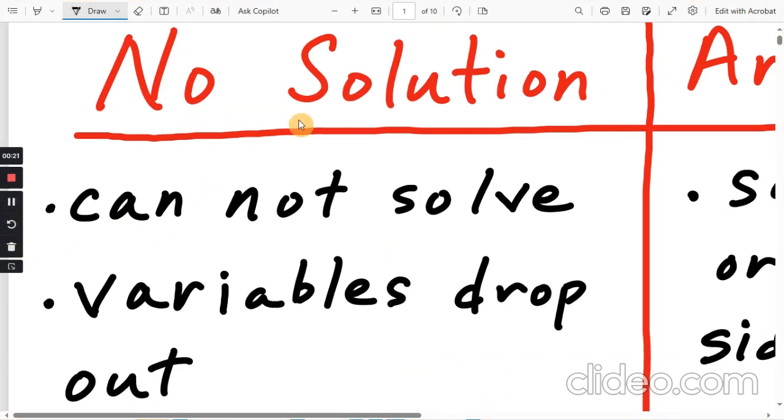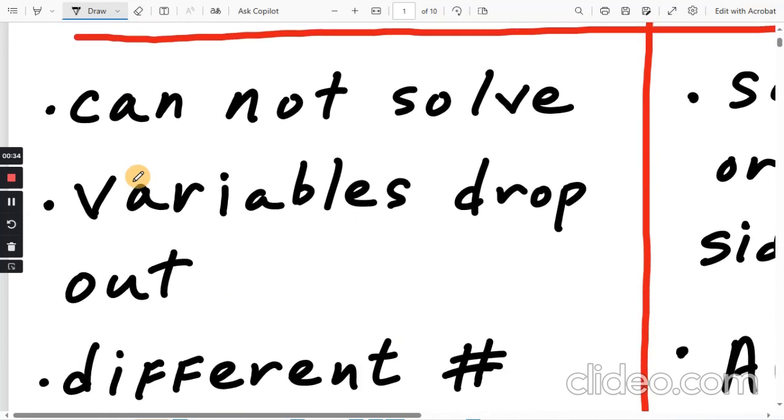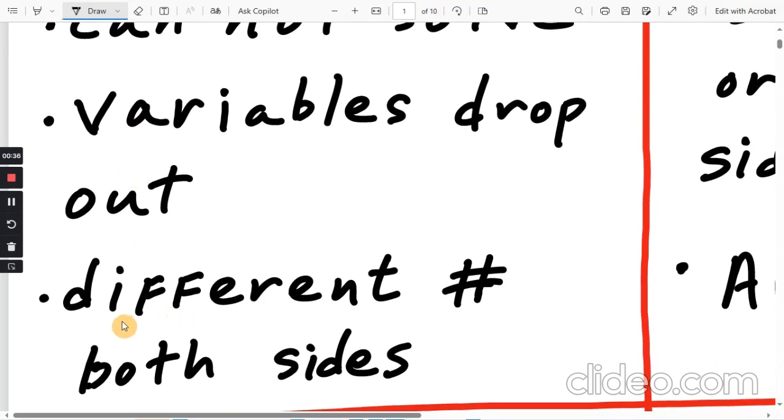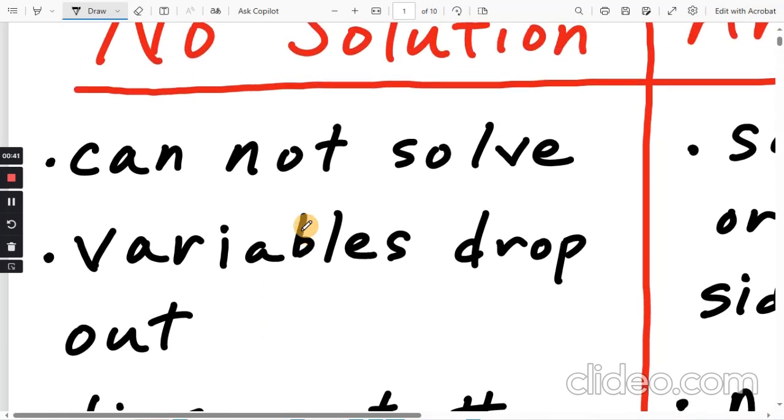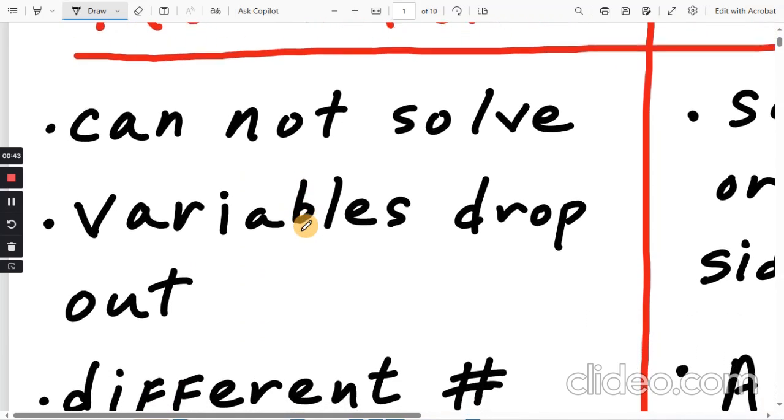All right, in the case of no solution, what will happen? You won't be able to solve it. You cannot solve for the variable, and the variables will drop out. All right, I'll show you an example in a moment. And you wind up with a different number on both sides. Okay, so that is for no solution.